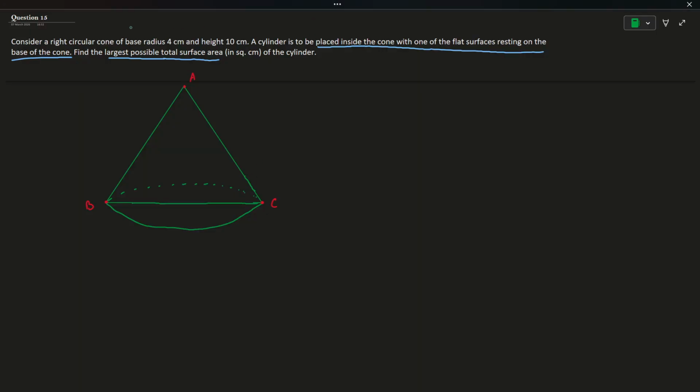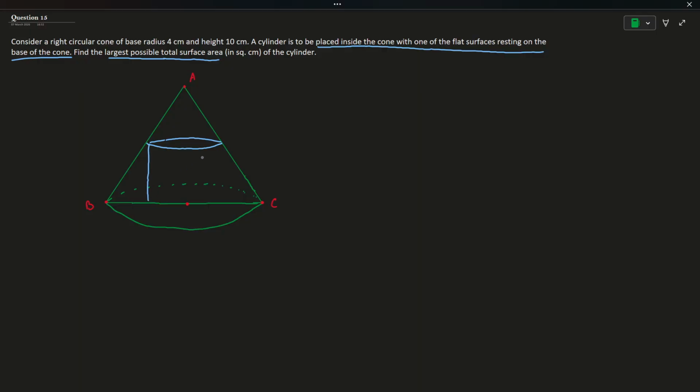Okay, this is the center. So you need to understand, in order to maximize the total surface area, the cylinder must touch the lateral surface. Basically you have a circular area, right? You have a circular shape. The top face is of circular shape, right? So the circumference of that circular shape must touch the lateral sides of the cone inside.